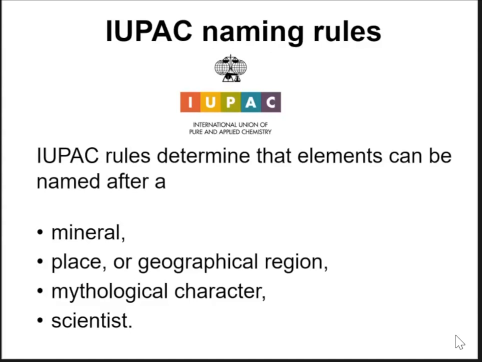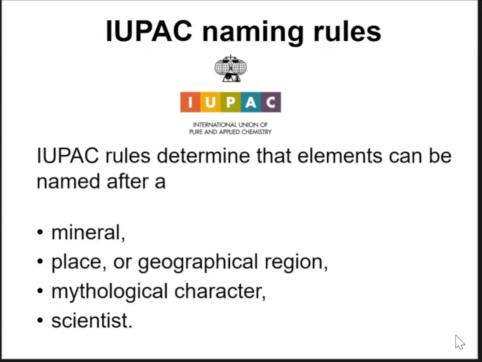In fact, the textbook we use in chemistry at the moment is very IUPAC based, and it also uses decimeters cubed, much to the consternation and confusion of my first year students, I've got to say. So IUPAC, the great overseer of everything, determines that elements can only be named after a mineral, a place or a geological reason, a region, a mythical character, or a scientist. Not self-serving at all.